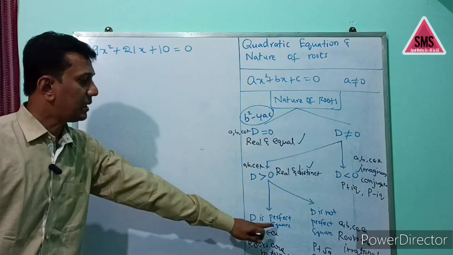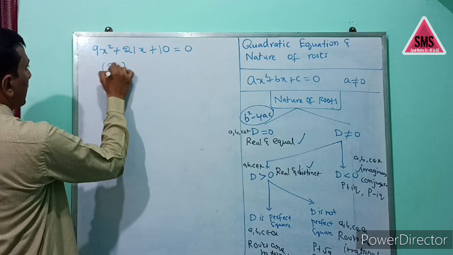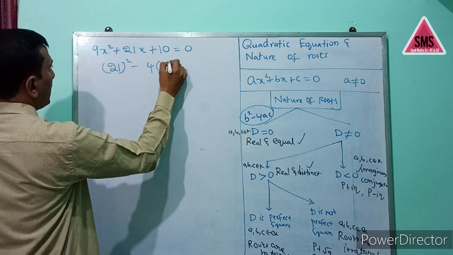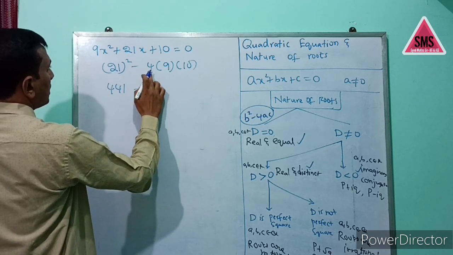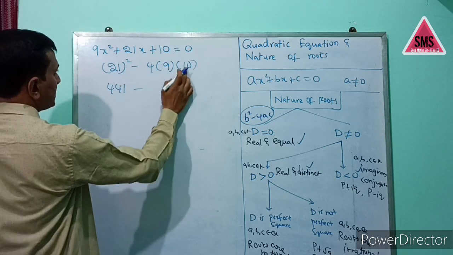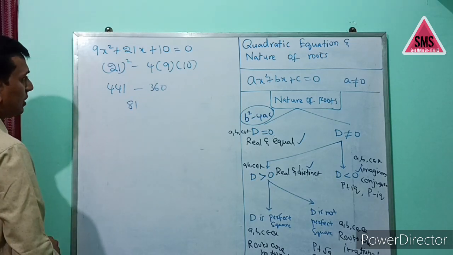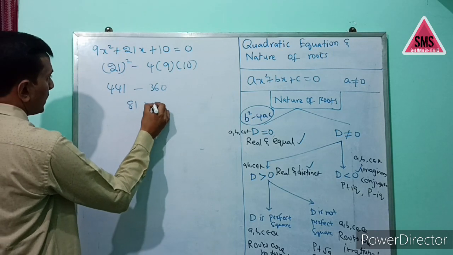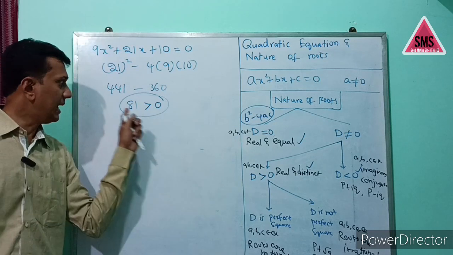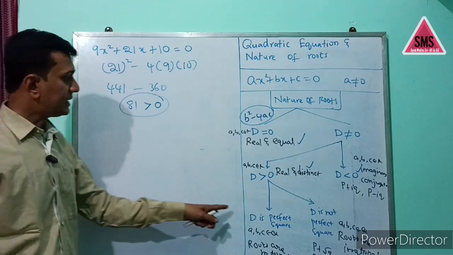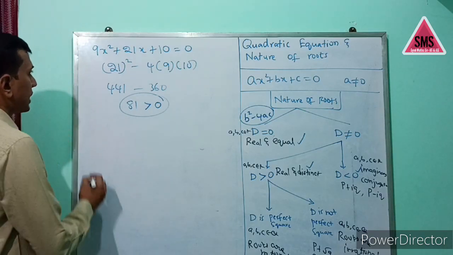So D is a perfect square. Let us check. b square minus 4ac is the condition. b square minus 4ac: so 441 we will get here. 9 4s are 36, this is 360. So we are going to get 81 as the subtraction value. So what is this? Greater than 0, and not only greater than 0 but it is a perfect square. So if it is a perfect square, what type of values should we get? A rational number. Let us check.